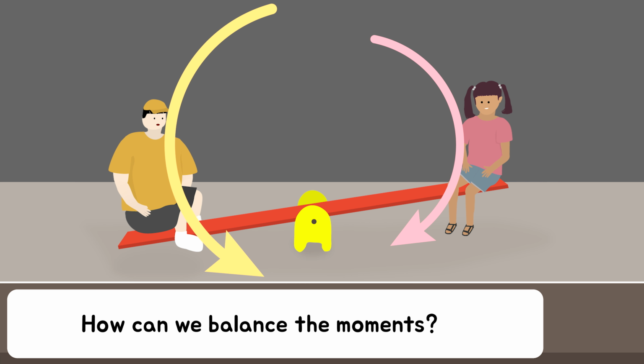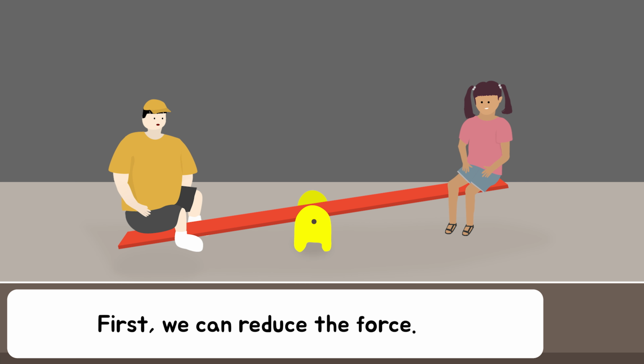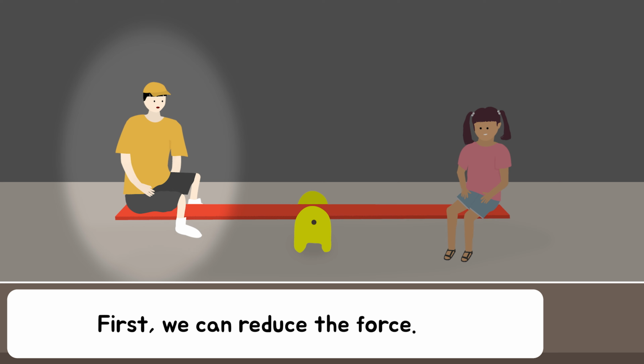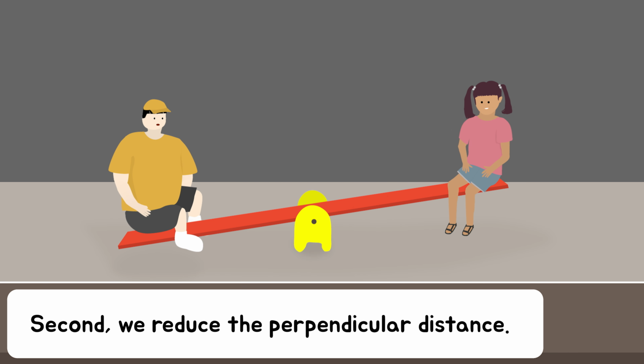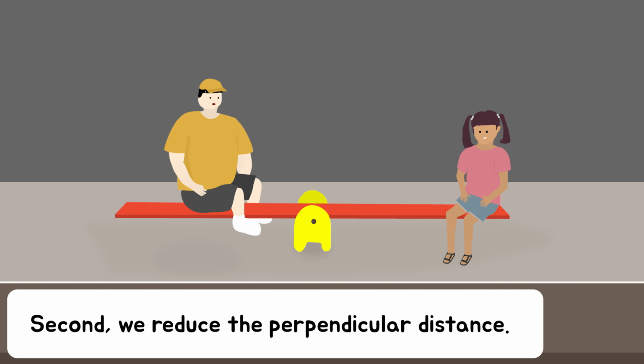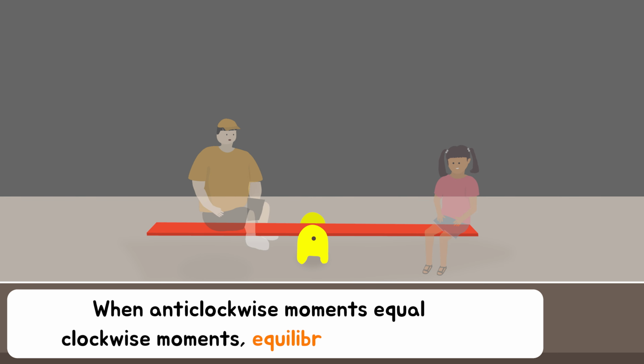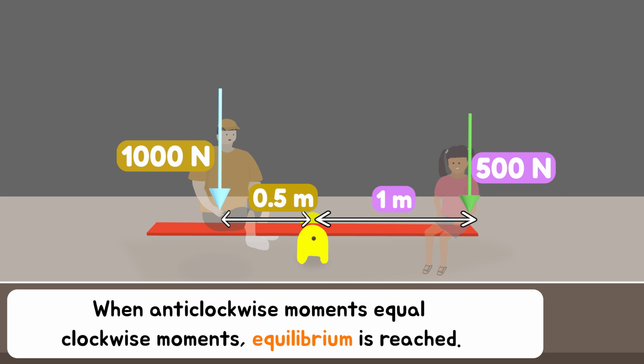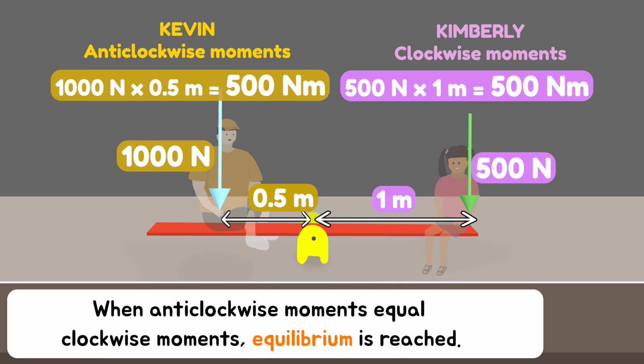How can we balance the moments? First, we can reduce the force. Second, we reduce the perpendicular distance. When anti-clockwise moments equal clockwise moments, equilibrium is reached.